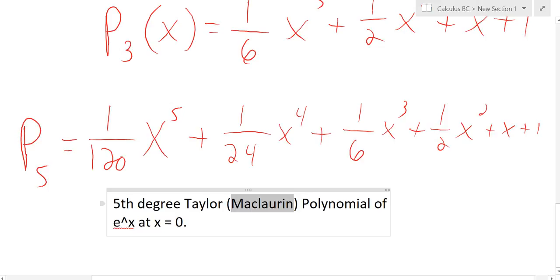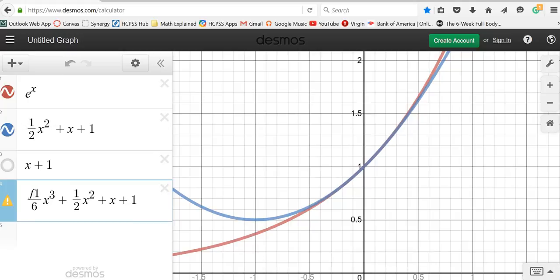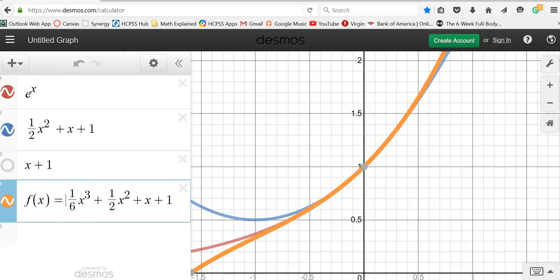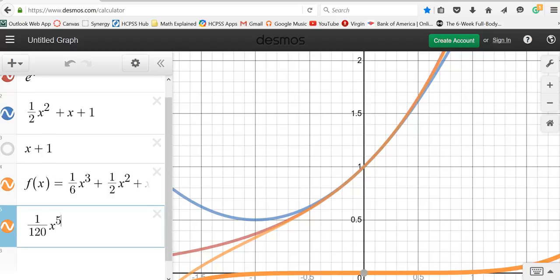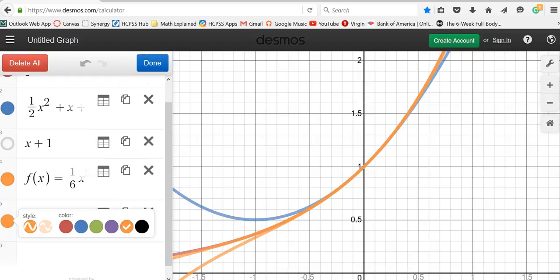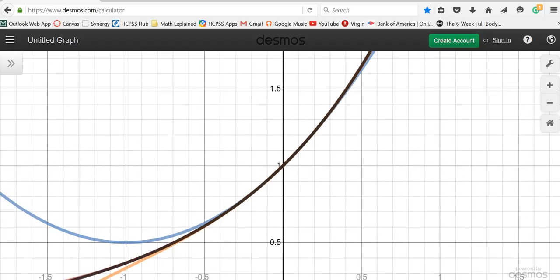All right. Well, let's graph it. I'm going to call this f of x. And then over here, I'm going to do 1 over 120, x to the fifth, plus 1 over 24, x to the fourth, plus and so on. Now I'm going to change the color so we can tell the difference. Black will be better. All right, done. Let's close this.